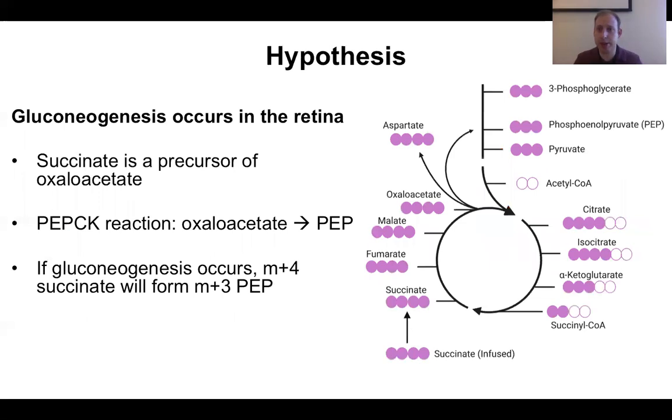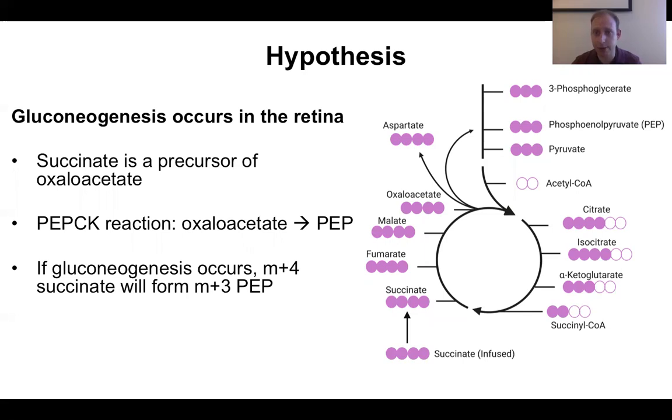So what is the hypothesis? How are we going to determine whether or not gluconeogenesis happens using succinate? It just so happens that succinate in the Krebs cycle is a precursor to oxaloacetate. And if you remember, oxaloacetate itself participates in the reaction that forms phosphoenolpyruvate in the first committed step of gluconeogenesis.